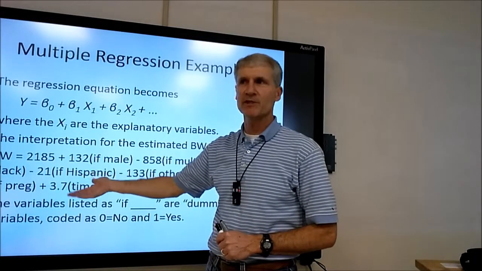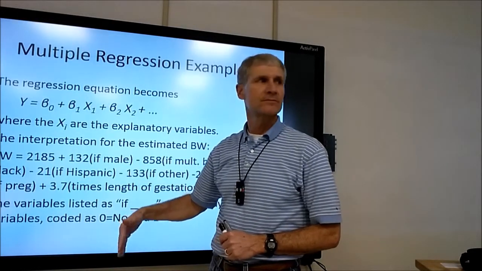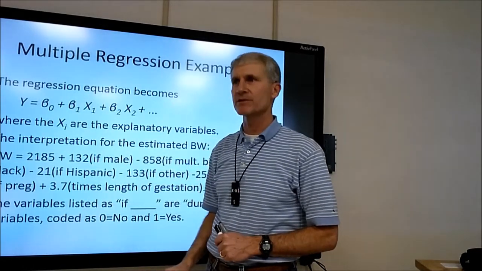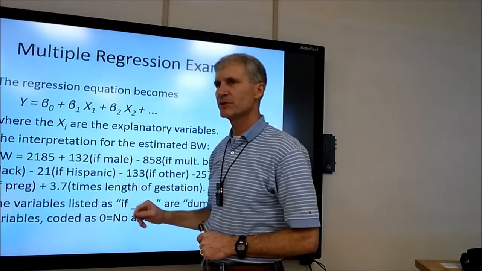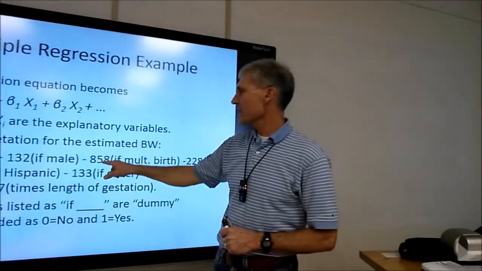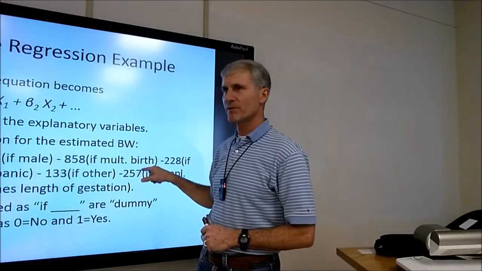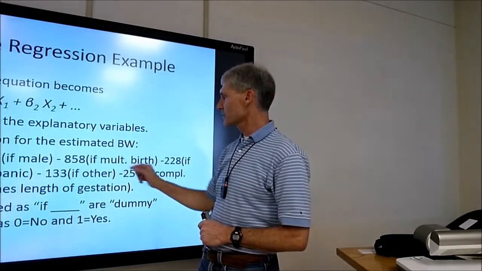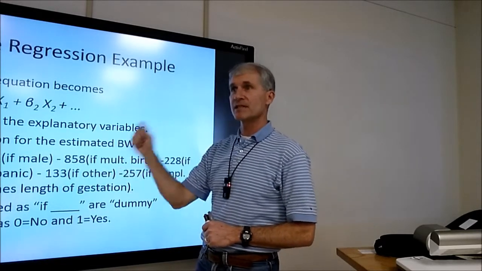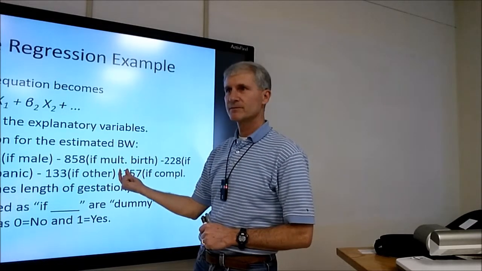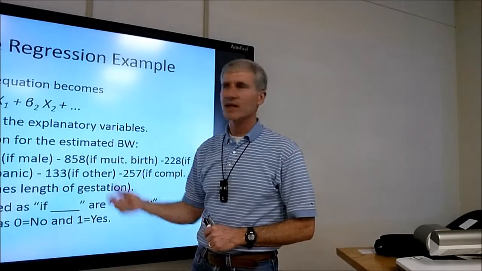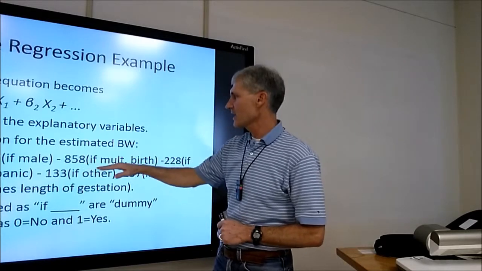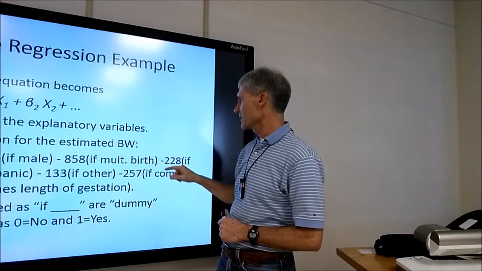What does that tell you about male babies compared to female babies? That on average, they're 132 grams heavier than female babies, which is a little bit, not a huge amount. Subtract 858 if it's multiple birth. So if that x2 variable is a 1, then you're going to subtract 858. If it's a 0, what happens? Nothing, right? So that's why you make them 0, 1. So subtract 858 if it's a twin or a triplet.